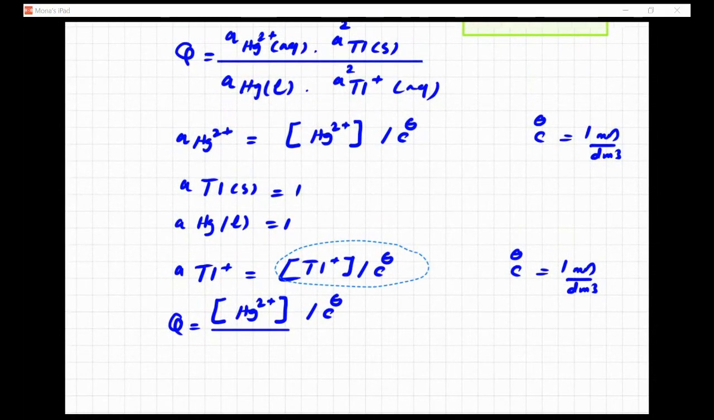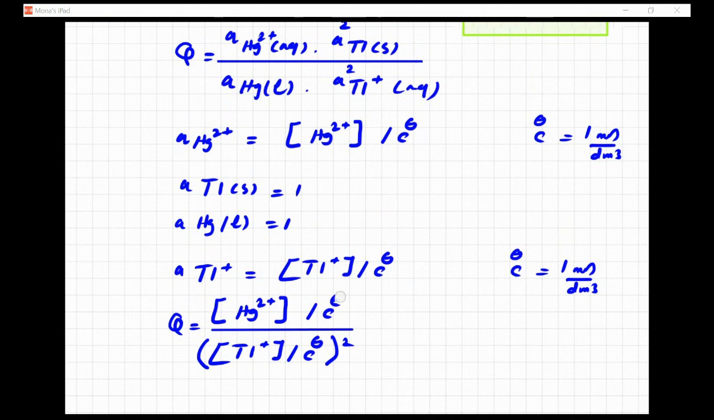But this has to be squared, right? So this will be squared. Now I can just remove all that, and this is going to be just squared. Now I have the quotient. The quotient is equal to this: G2 plus over TL plus squared. So this is my quotient.